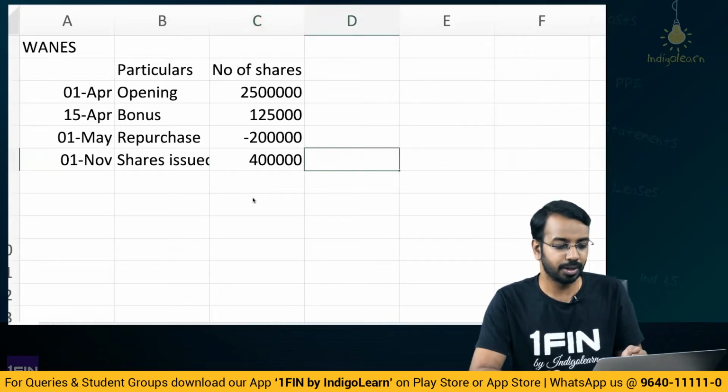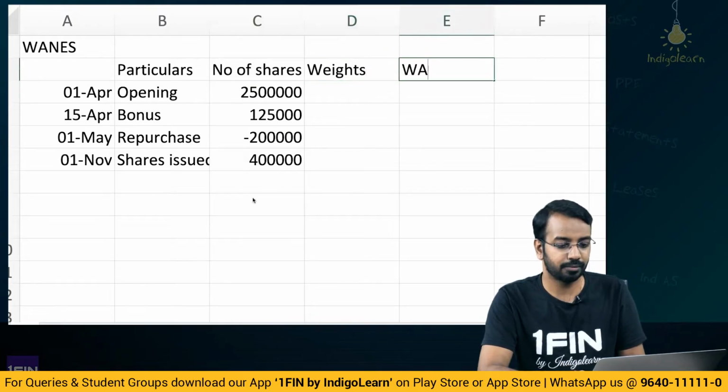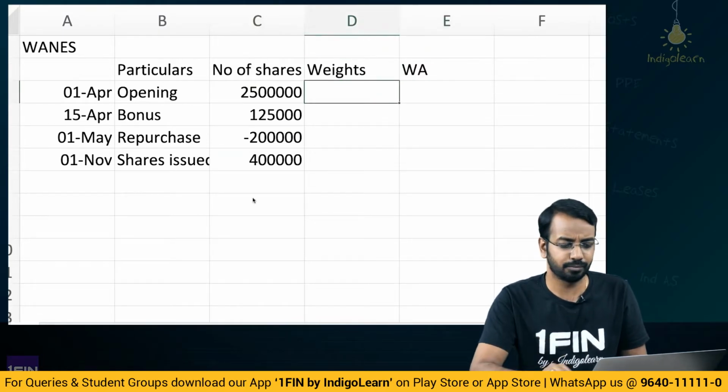Right. So, these are the various movements. Now, what you need to do? You need to calculate the weights and weighted average. Right. There are two ways to do. We will solve it in both the ways.